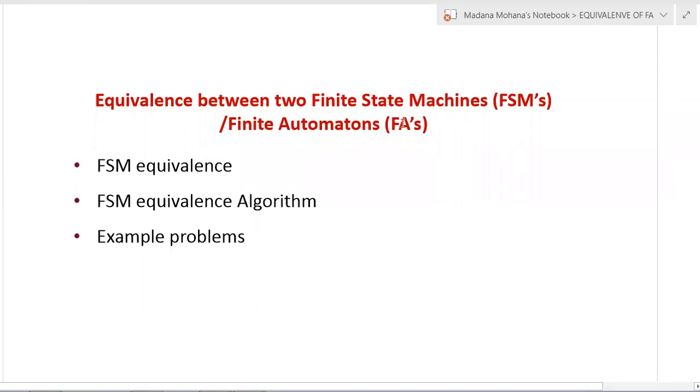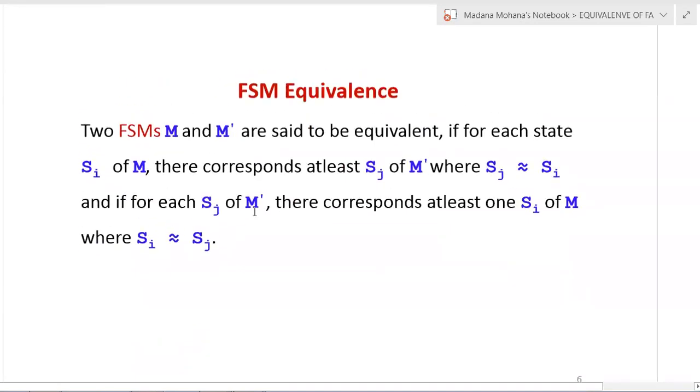First we will discuss what equivalence is, the definition of finite state machine equivalence. Then there is one algorithm for showing the equivalence of automata, that is the FSM equivalence algorithm. Then we will discuss some example problems. Now let us see FSM equivalence.